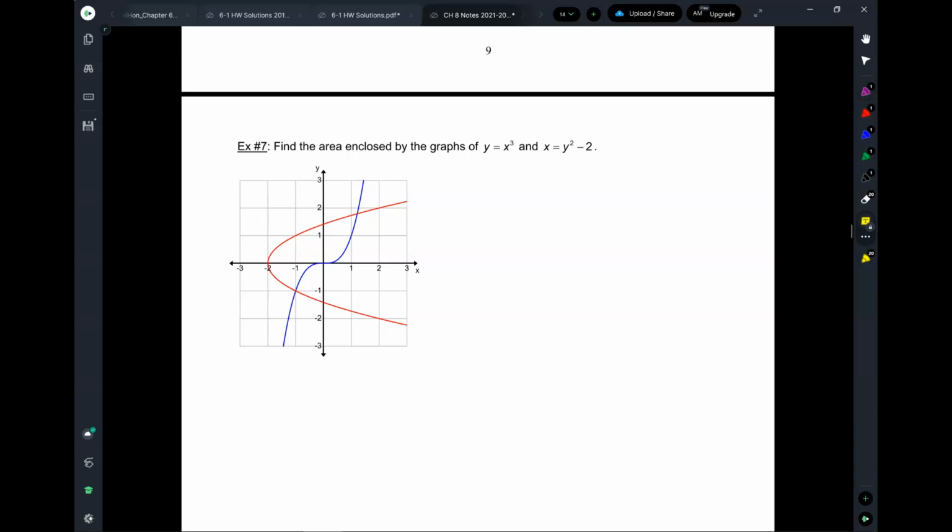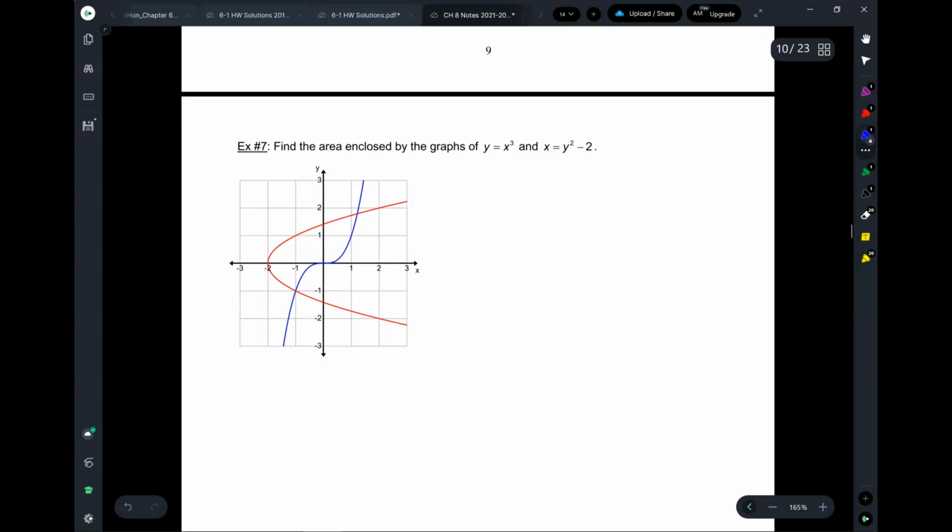So this one, find the area enclosed by the graphs y equals x cubed and x equals y squared minus 2. That's a sideways parabola. It's the inverse of y equals x squared minus 2. That's the inverse. Now, that's not a function. It's just a relation. Most of the time, it's going to be up to you to decide which is best. Sometimes you're told to do it with respect to x or y. So what do you think? Which is best here? With respect to x or with respect to y?